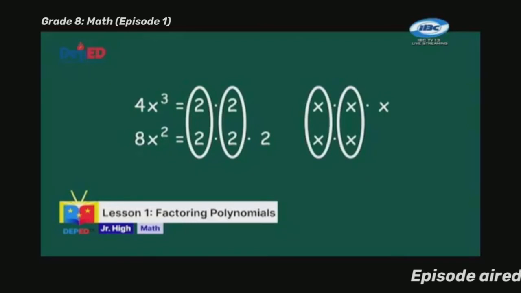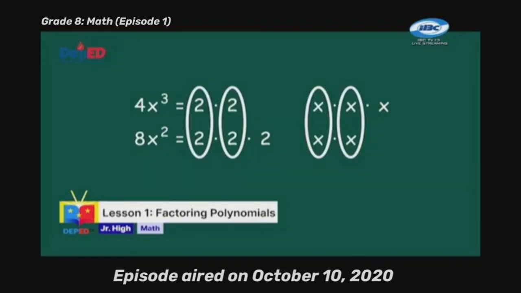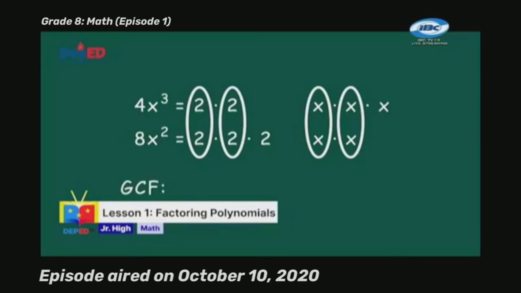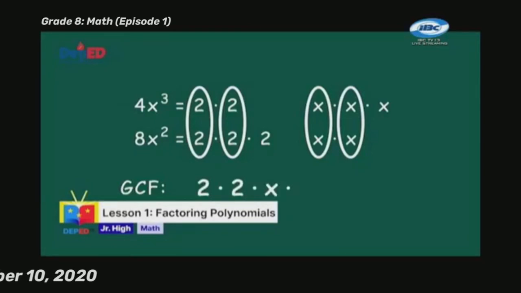The common factors are 2, 2, x, and x. Last is to get the product of these common factors. The product is the greatest common factor of the given 4x cubed and 8x squared. We will multiply 2 times 2 times x times x. The greatest common factor of 4x cubed and 8x squared is 4x squared.